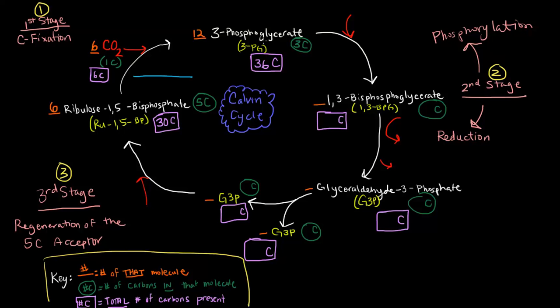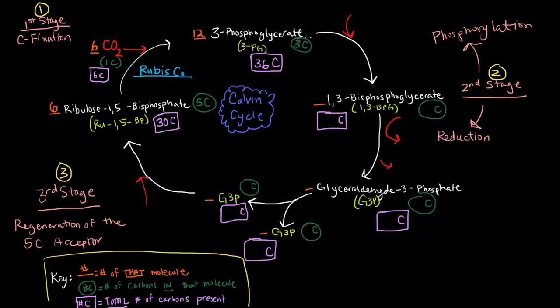Once we have 3-phosphoglycerates, we're going to turn them into 1,3-bisphosphoglycerate. But what was the enzyme that created 3-phosphoglycerate from these two things here? This enzyme is called rubisco. Rubisco is basically ribulose 1,5-bisphosphate carboxylase oxygenase. That's the enzyme that catalyzes this carbon fixation stage.